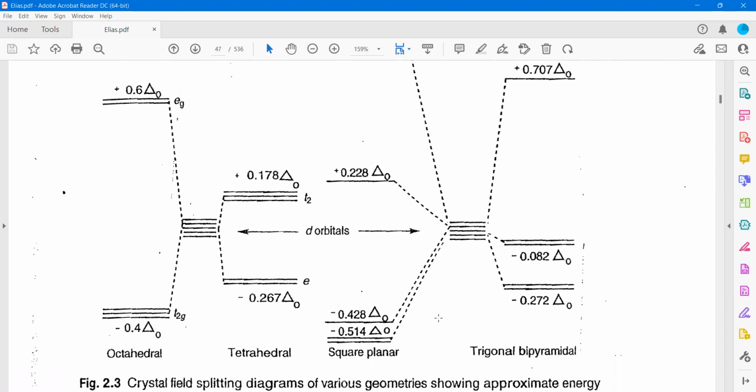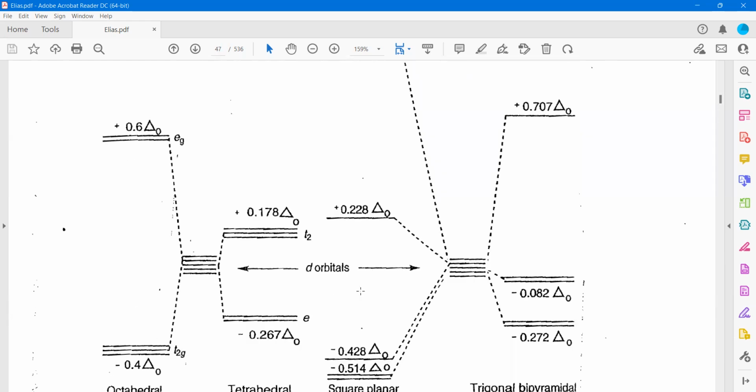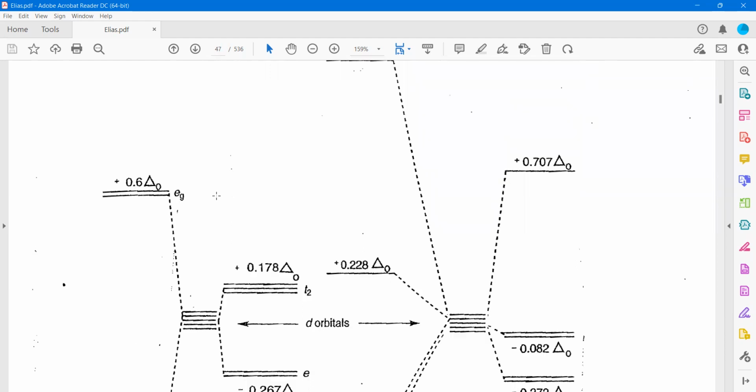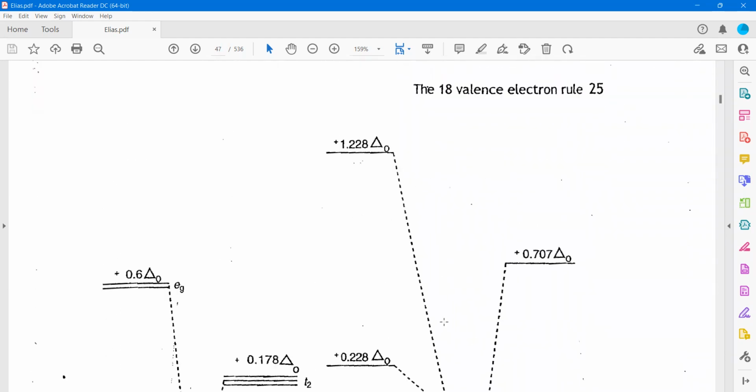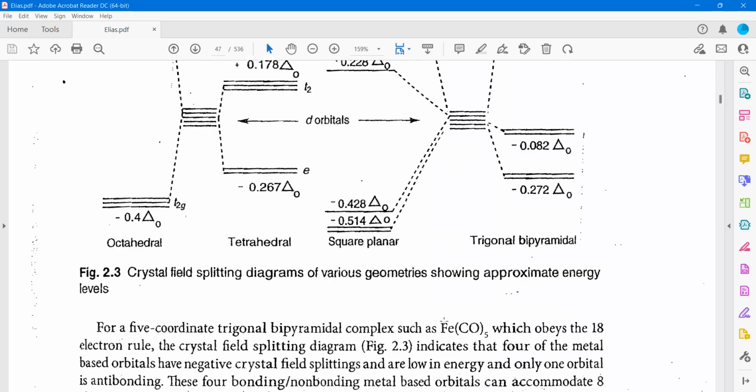For tetrahedral, it is very small. That is why they are not that stable, and it arranges in E and T2. For square planar, it is like this: more stable than the tetrahedral, but less stable than the octahedral. And there is trigonal bipyramidal. So these are the various splitting diagrams. Okay, that needs to be learned.